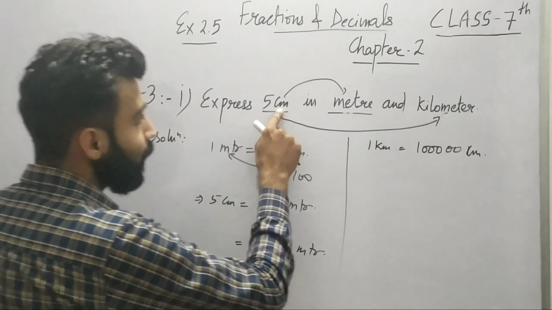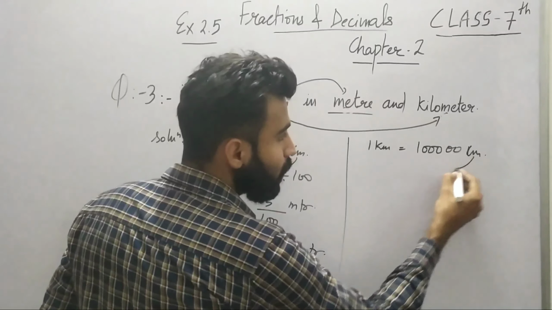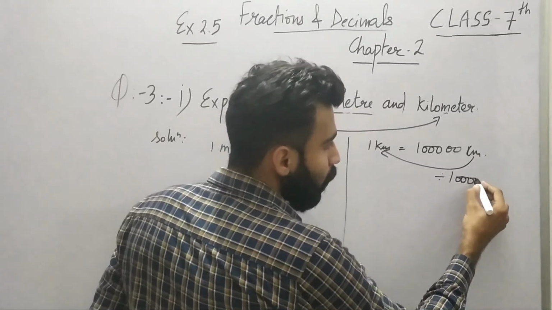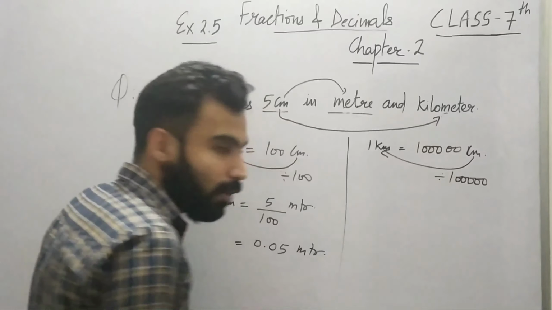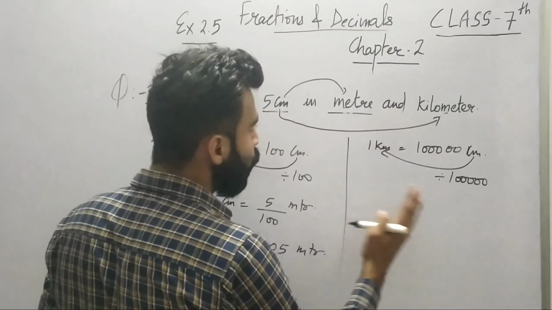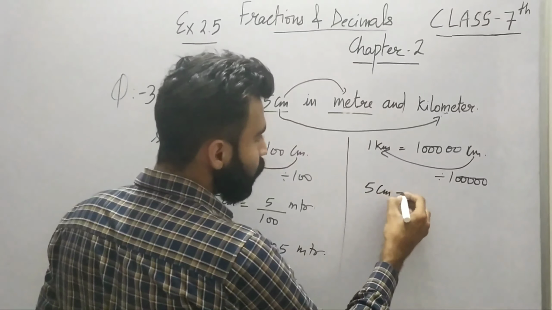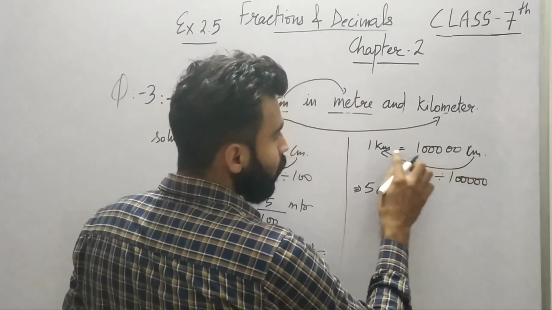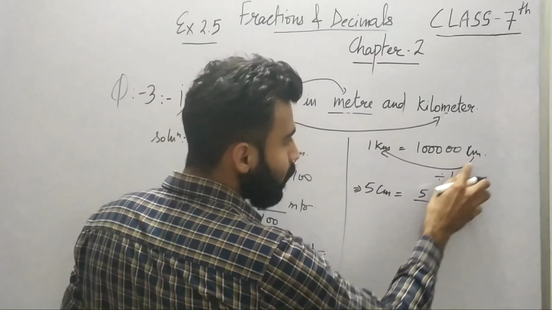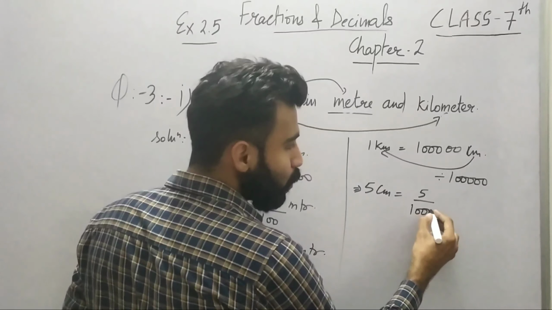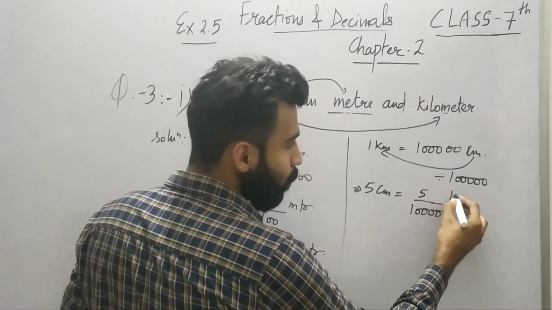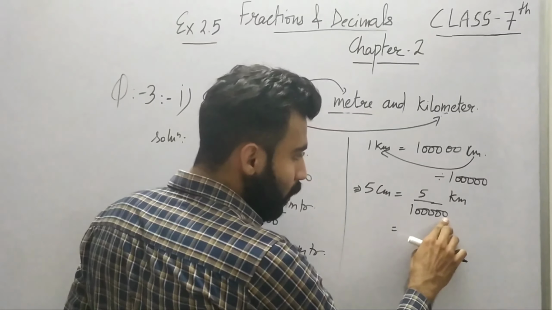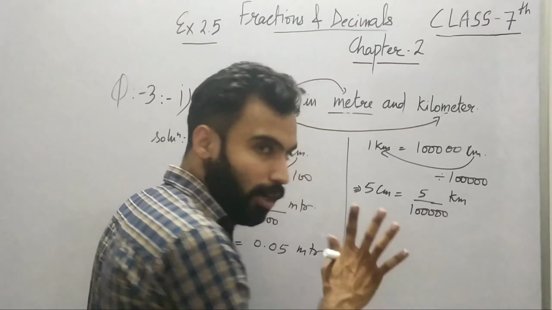So now we have to convert centimeter into kilometer. To convert centimeter into kilometer, we have to divide that value by 1 lakh. Getting my point? So taking that value 5 centimeter, to convert it into kilometer, we are going to divide that value by 1 lakh, 1, 2, 3, 4, 5. So that will be converted into kilometers. Now count the zeros in the denominator: 1, 2, 3, 4, 5. So there are 5 zeros.